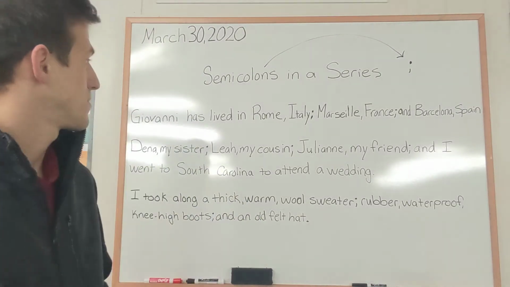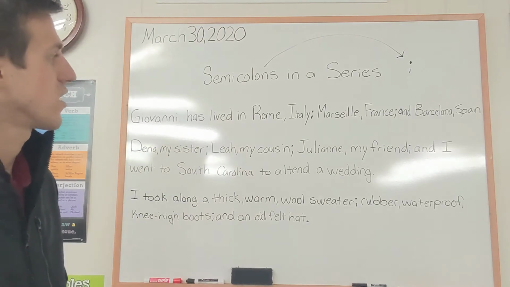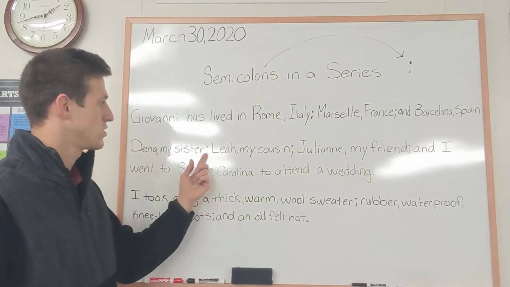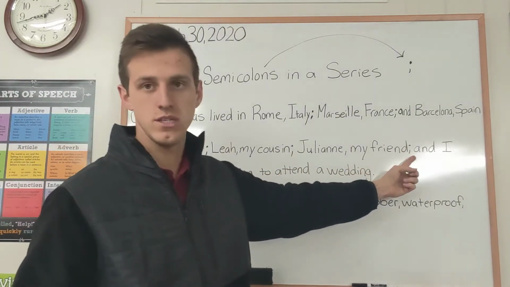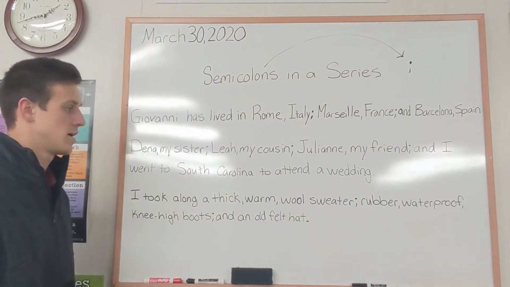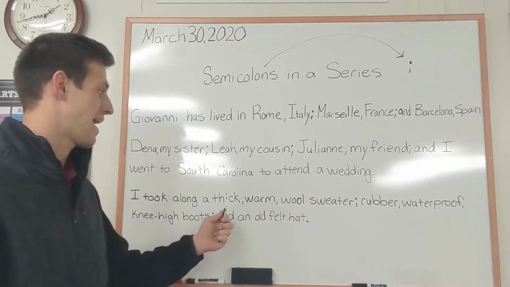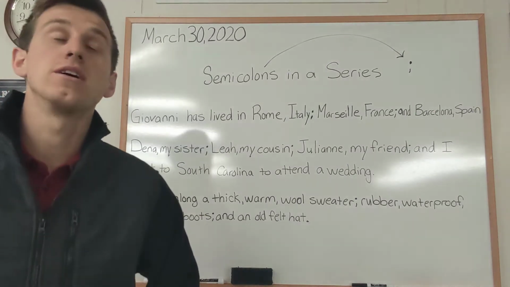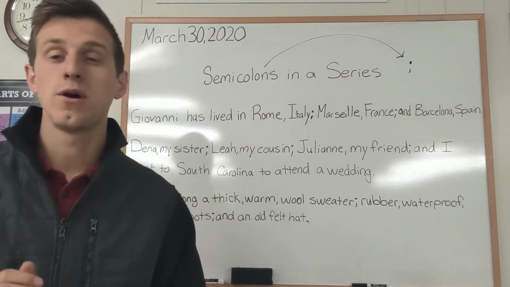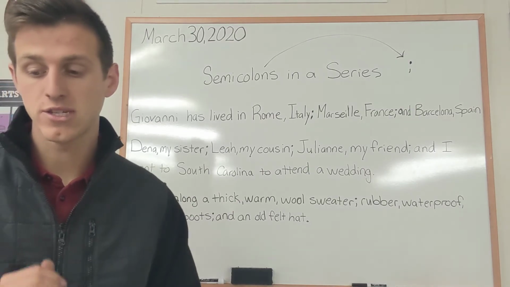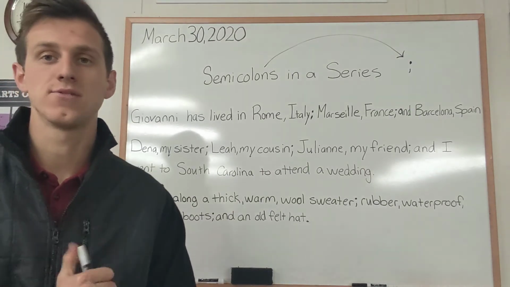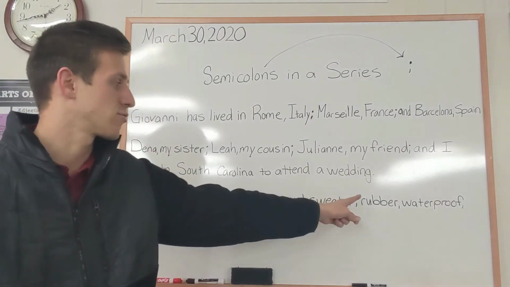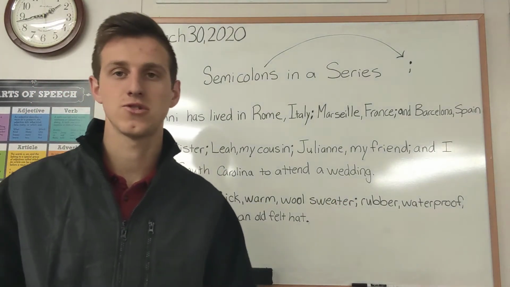So we use a semicolon to separate our states, cities, and countries in sentences that already have commas. We use semicolons after a series of appositives. And we also use them with a series of items with 2 or more adjectives. So if an item has 2 or more adjectives, then we use it after that noun that's being described.